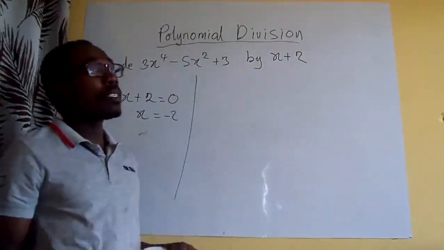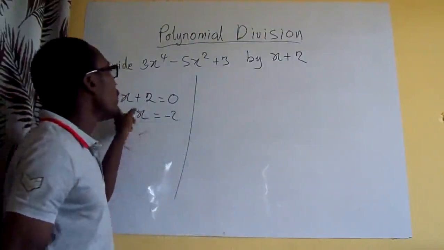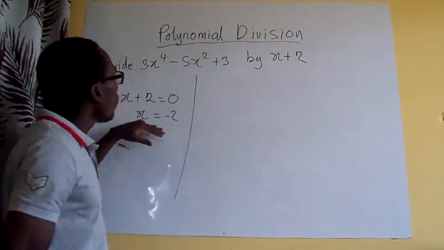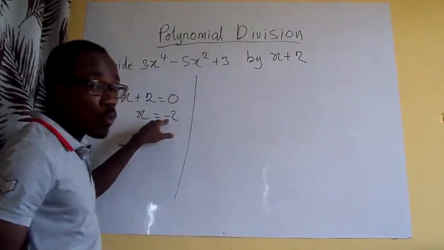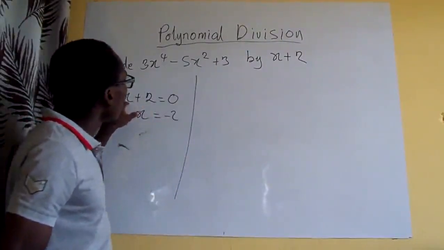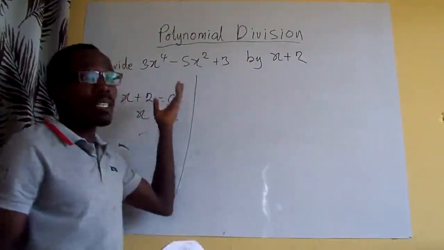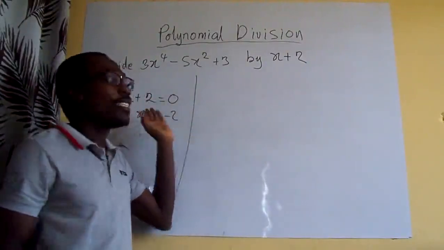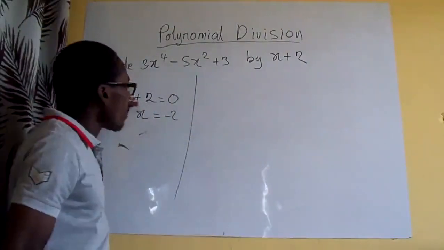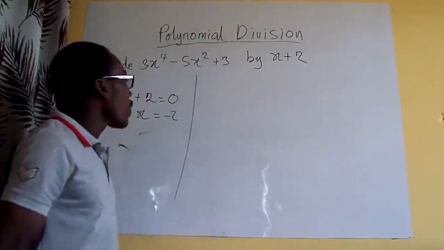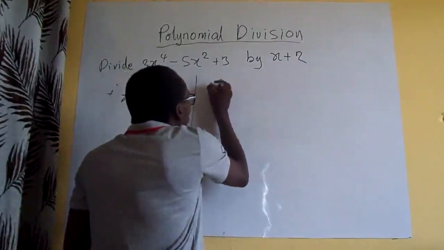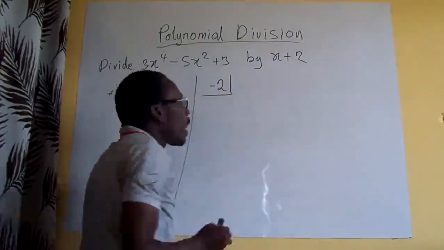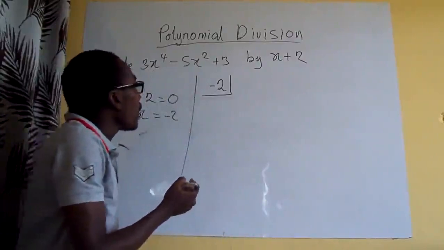So it means that this minus 2 is the 0 of the divisor. The 0 simply means the value of x for which the divisor is 0. So it means that when you put negative 2 into this expression, that is negative 2 plus 2 gives us what? 0. So that's the 0 of this particular divisor. Okay. So we have our divisor here, as we can see. We represent it as I'm doing.